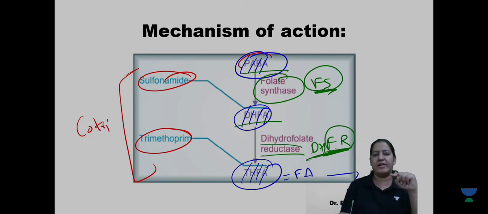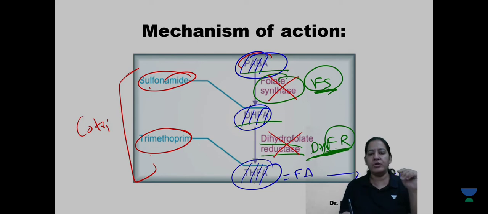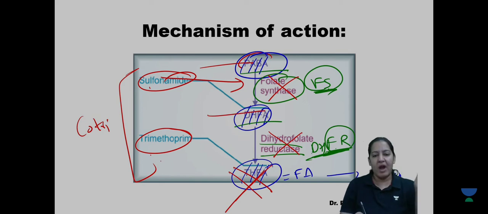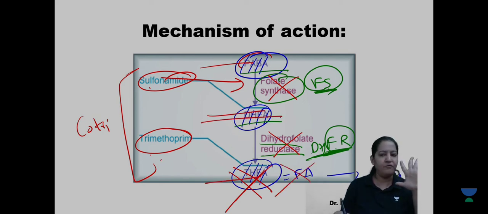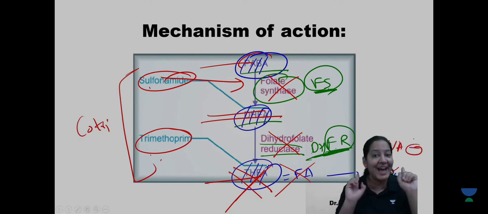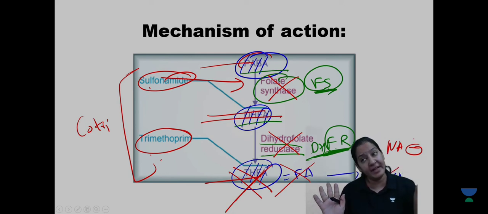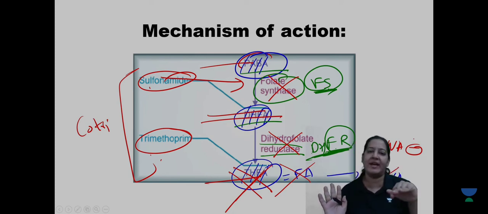Now the two drugs. The first drug is sulfonamide. It inhibits the first enzyme. The second drug, trimethoprim, inhibits the second enzyme. So ultimately, both of them are inhibiting tetrahydrofolate synthesis. Sulfonamide inhibits the conversion of PABA to DHFA, and trimethoprim inhibits the conversion of DHFA to THFA. Ultimately, THFA is not formed, DNA is not formed. Both of them are nucleic acid synthesis inhibitors, but indirect ones. They are not inhibiting DNA synthesis directly, they are inhibiting it indirectly by inhibiting folic acid.